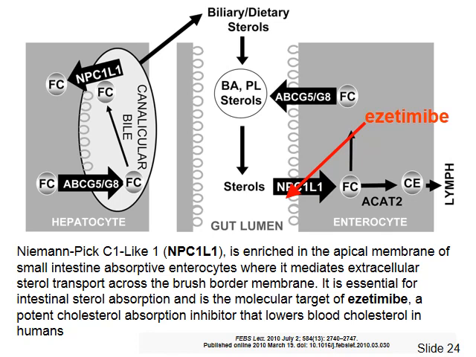So the Niemann-Pick C1-like 1 receptor is enriched in the apical membrane of the small intestine absorptive enterocyte, where it mediates extracellular sterol transport across the brush border membrane. It is essential for intestinal sterol absorption and is the molecular target of ezetimibe, a potent cholesterol absorption inhibitor that lowers blood cholesterol in humans.